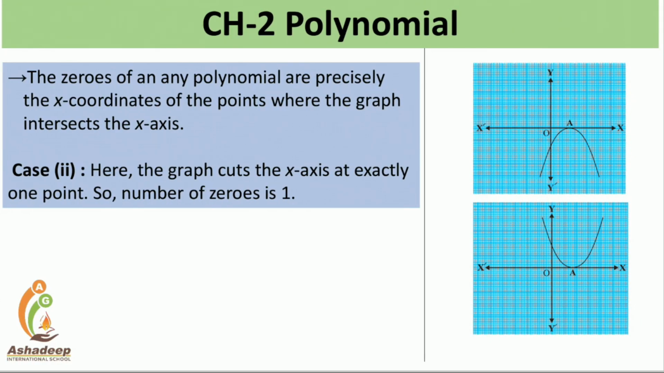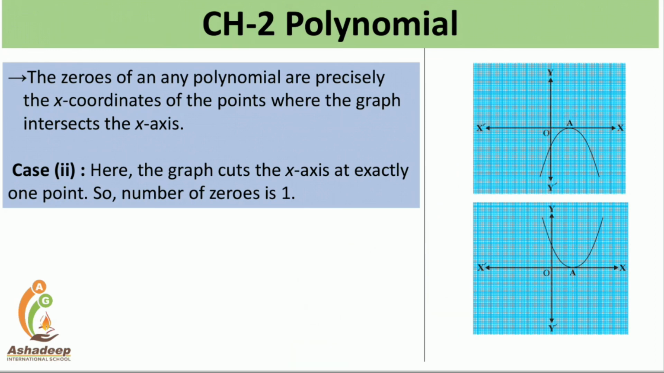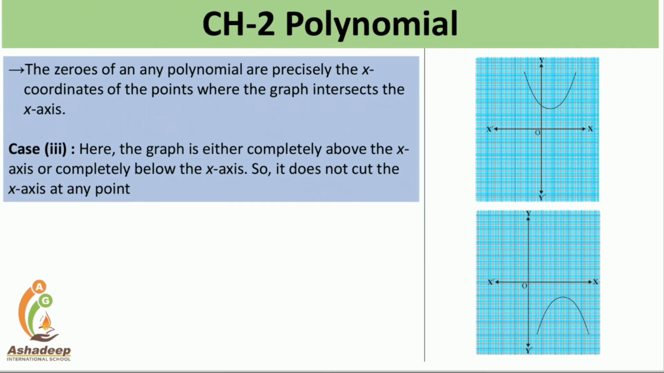Similarly here, it touches at only 1 point, so it has 1 zero. Here, for this graph, a is less than 0. For this graph, a is greater than 0. Why? Because it opens upward, and the upper one is downward. Here, in this case, it does not touch the x-axis, so it does not have any zeros.